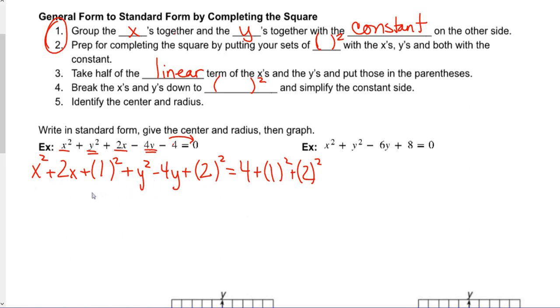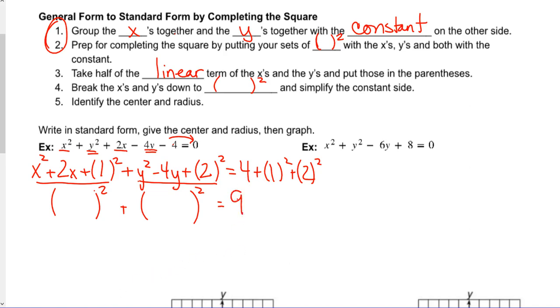So now, step 4 is that I have to break down each one of these. And if I've done it correctly with taking half of the linear terms, putting it in their parentheses, then we're forcing that quantity squared. We're forcing this quantity squared here, and we have to simplify this over here. So 2 squared is 4, 1 squared is 1, 4 plus 1 is 5, plus 4 is 9.